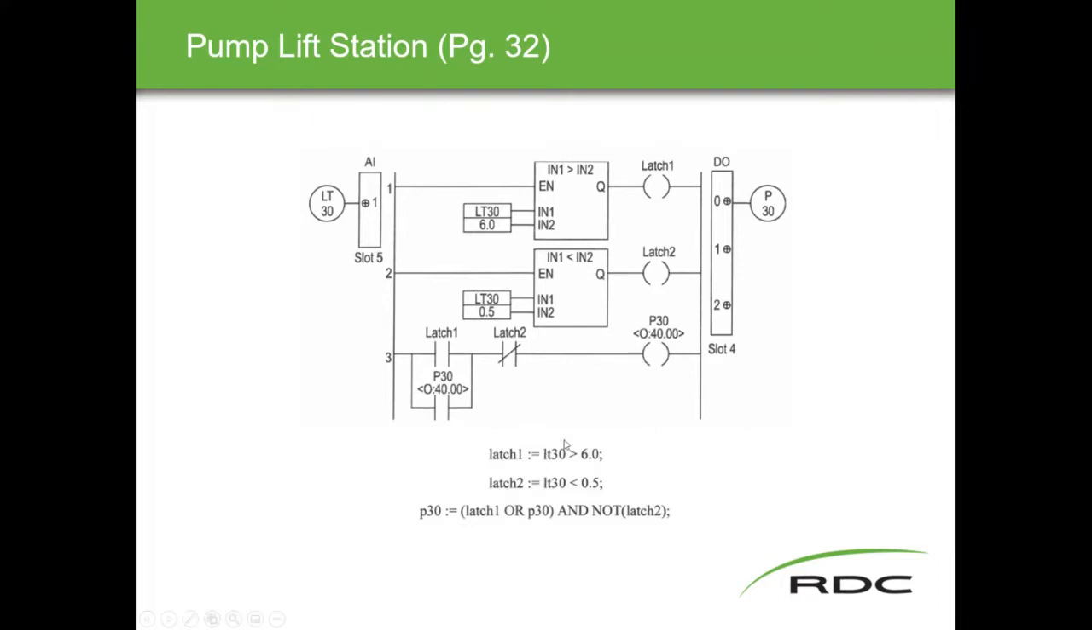Okay, variable one, latch one, LT30 greater than 6.0, semicolon to close off. Right, latch two, same idea. Latch two is LT30 less than 0.5, semicolon. We don't get into making any programs in structured text. You just need to understand these smaller blocks. Okay, and then the last rung, of course, here, P30 will come on when? If latch one or P30, and not latch two are true.